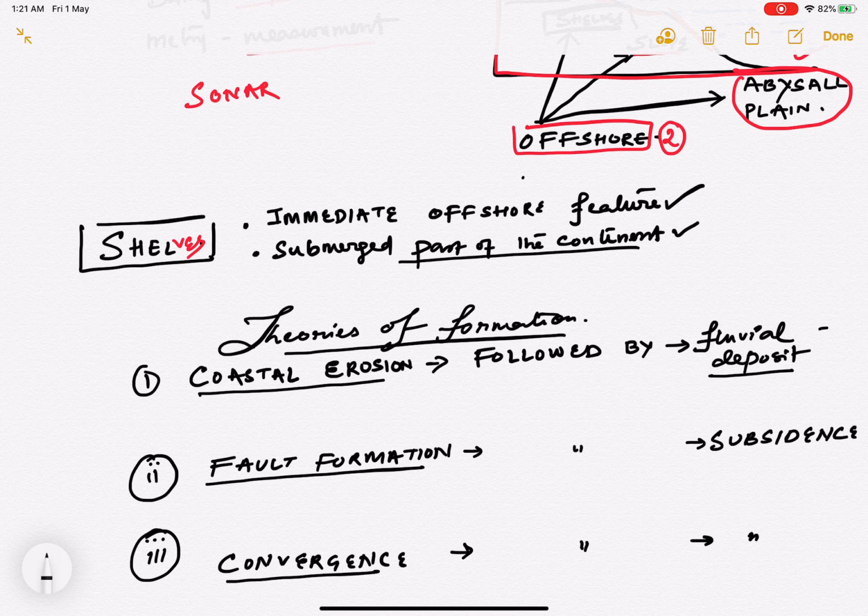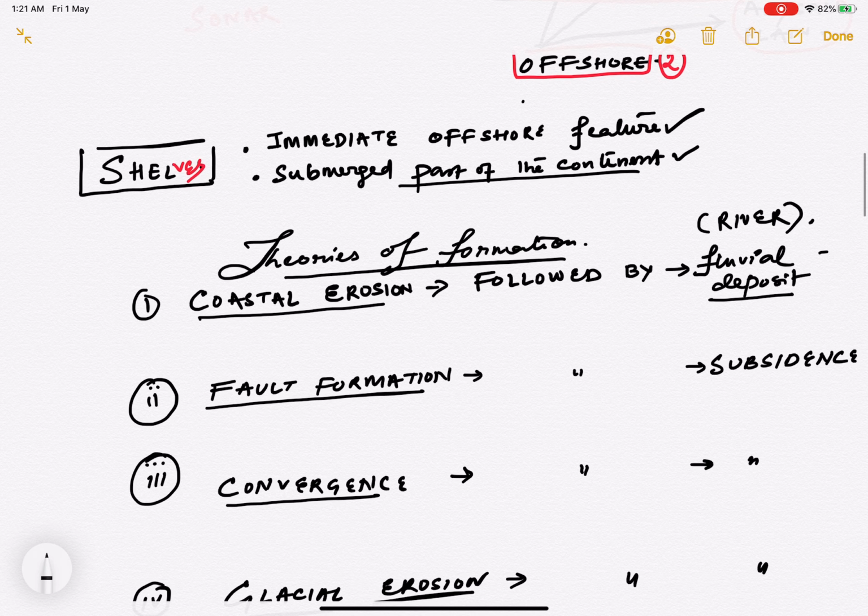Who erodes the coast? Basically your marine waves. They erode the coast. This is followed by fluvial deposits. Who deposits this fluvial deposit? None other than your rivers. And last but not least, subsidence. Next is fault formation.